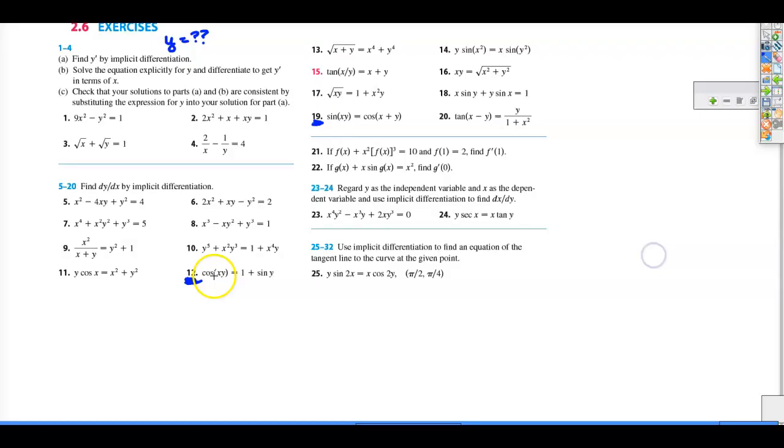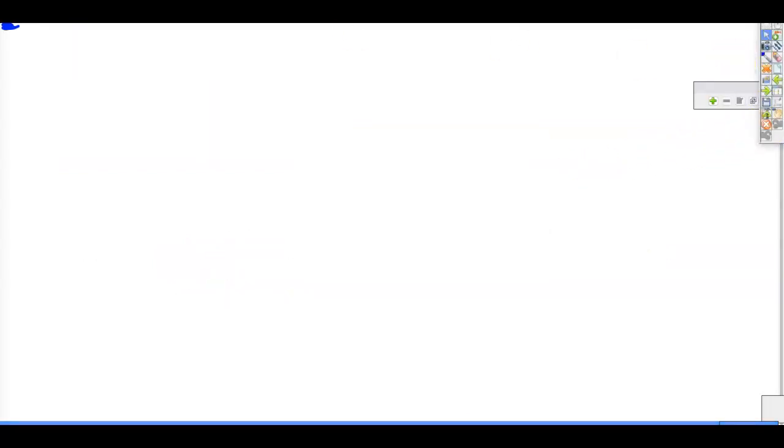So let's take a look here at number 12. Okay, so when I'm reading this, you have cosine of xy, which is a product. So cosine has an inside function, and I'm going to have to use the chain rule. And then we're able to take the derivative of these terms.